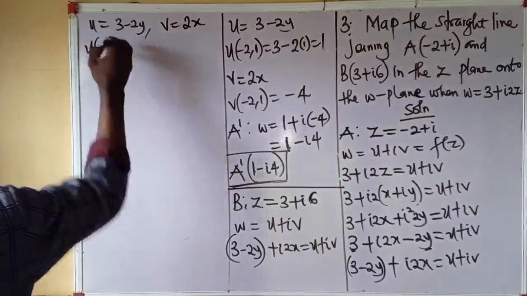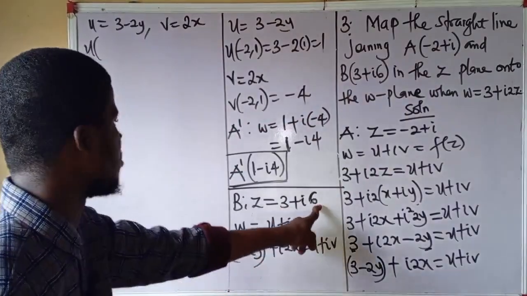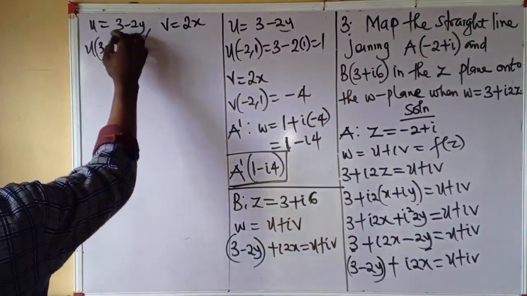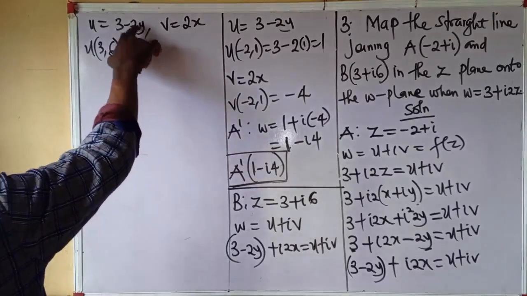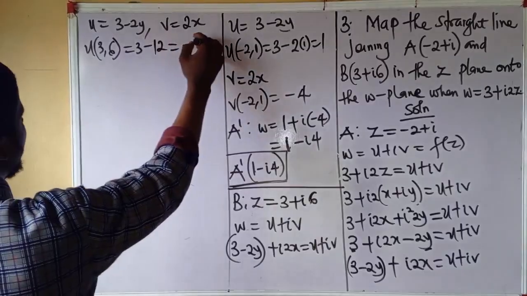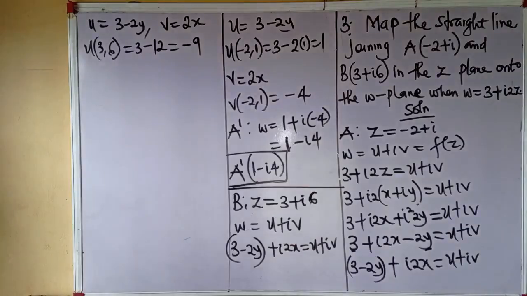So we now say U of X is 3. Okay, X is 3 and Y is 6. So this is 3 minus Y, which will be 6. 2 times 6 is 12. This is minus 9. So U is minus 9.